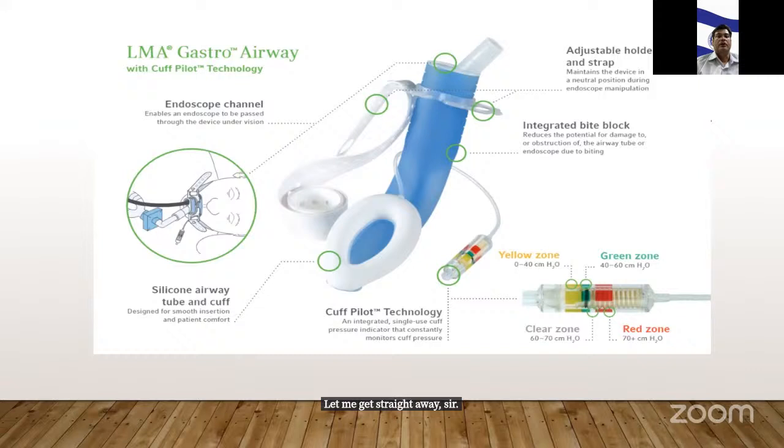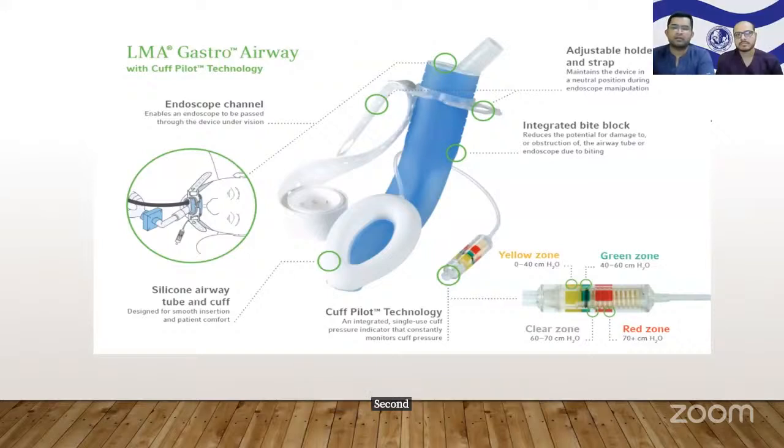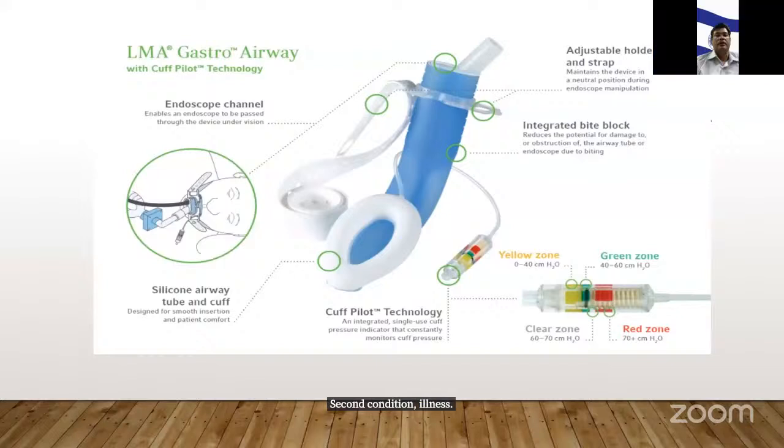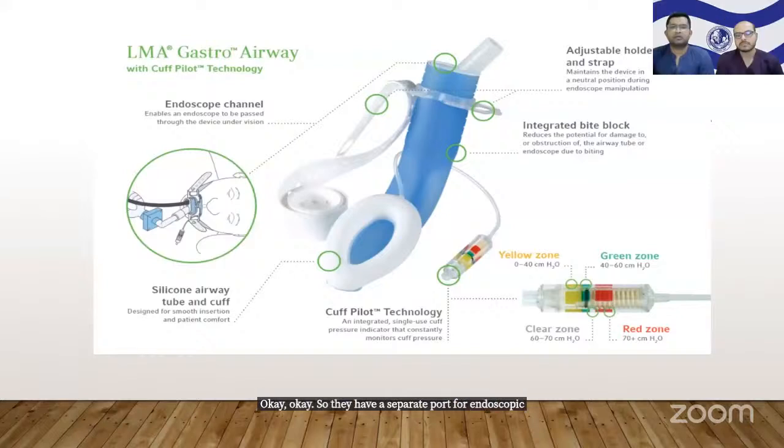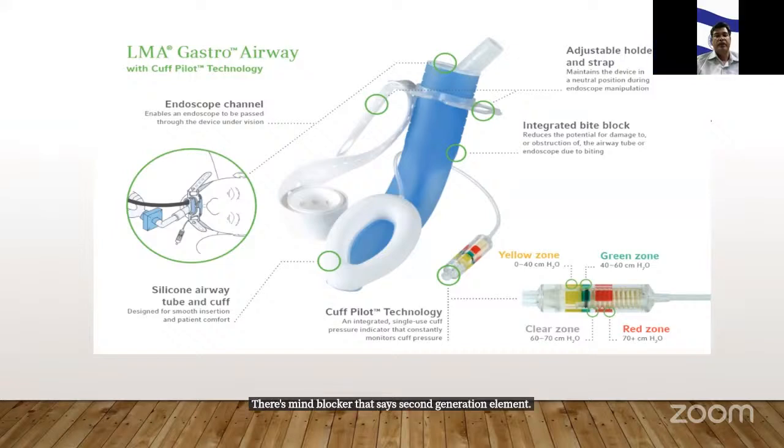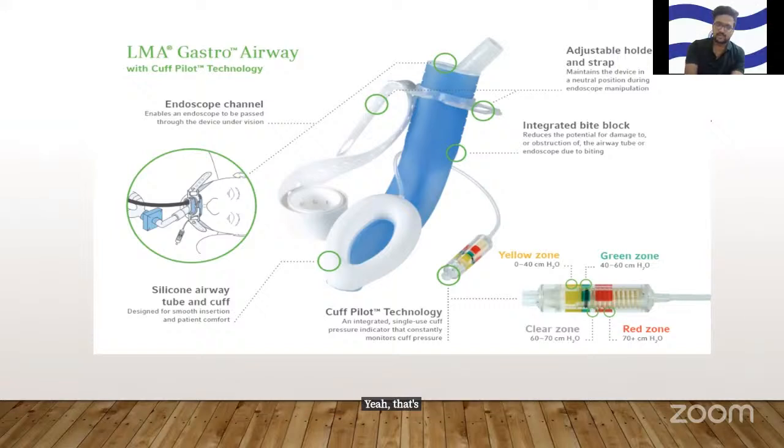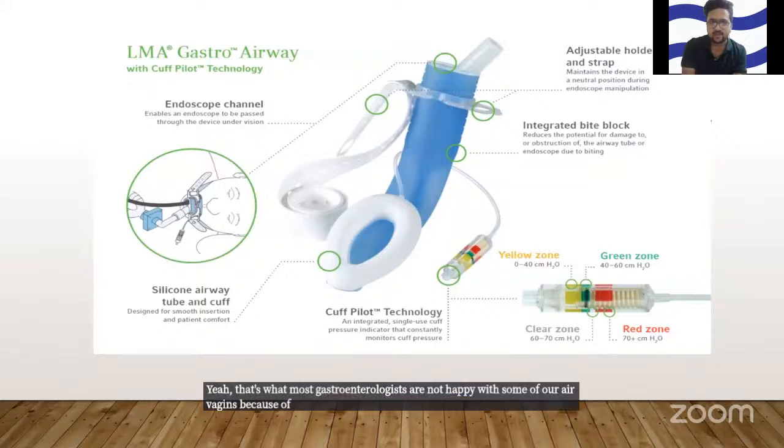Okay. So which generation LMA is this? Second generation LMA, sir. So they have a separate port for the endoscope, and the white block is this, second generation LMA. It's very good. There is no chance of damage to the endoscopic camera. Yeah, that's what most gastroenterologists are not happy with some of our airway adjuncts, because of damage to their equipment.